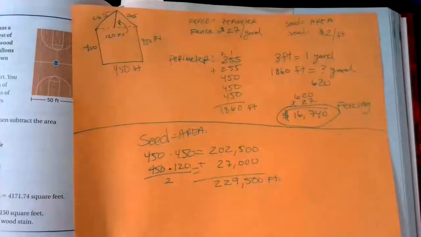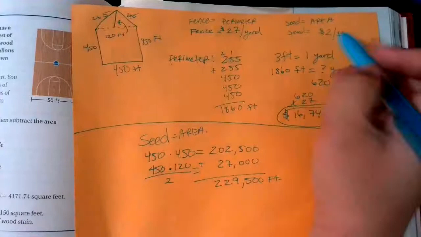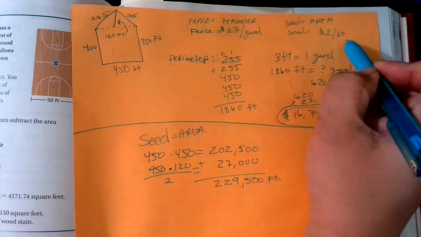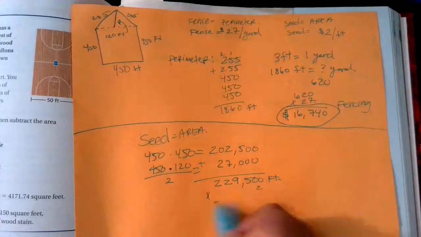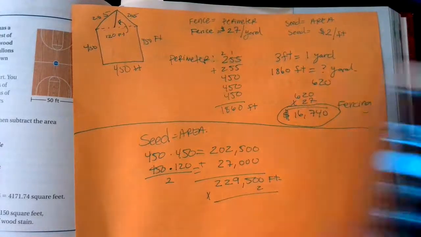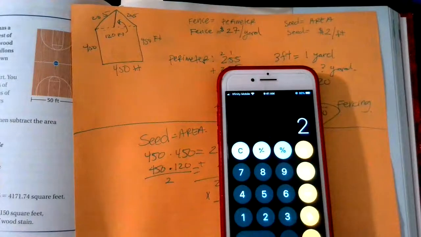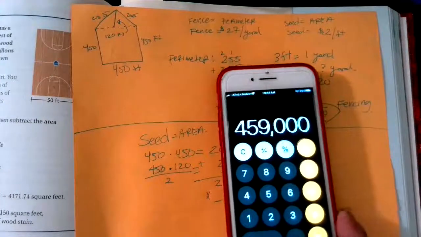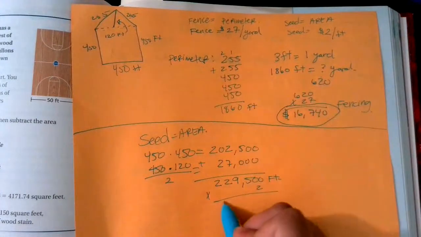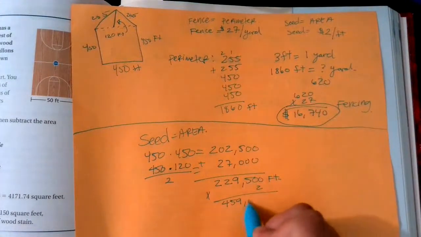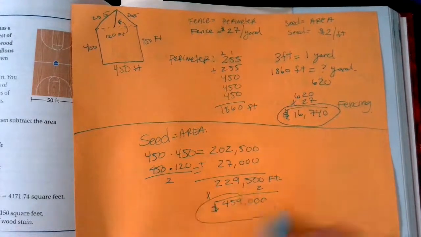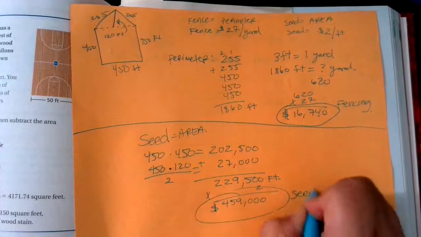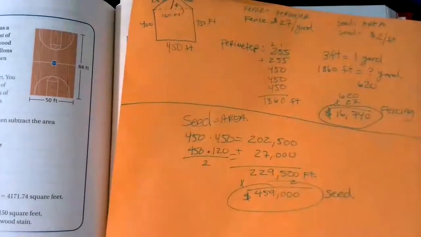Now, how much does it cost to seed? Seeding it is $2 per square foot. So we have to multiply this by 2, which is $459,000. And that's to seed this pasture.